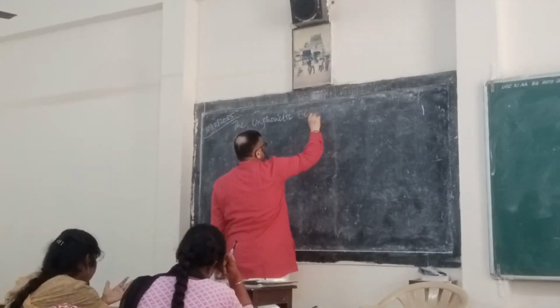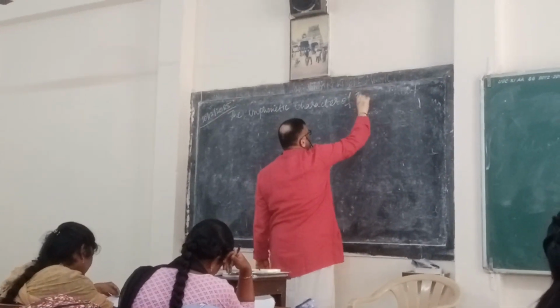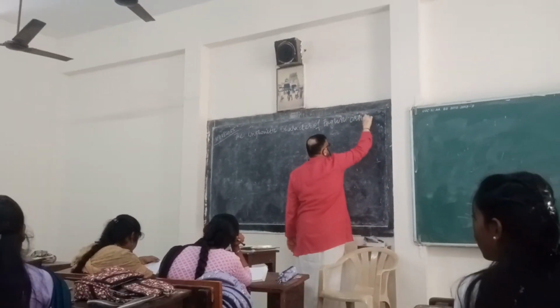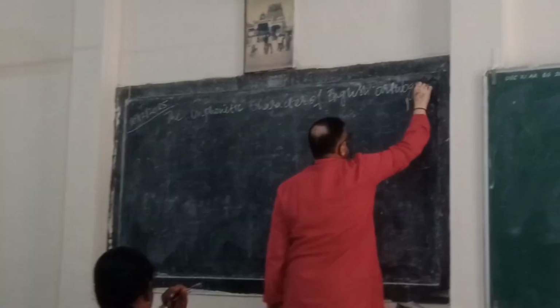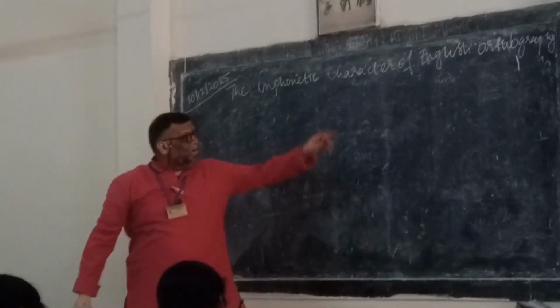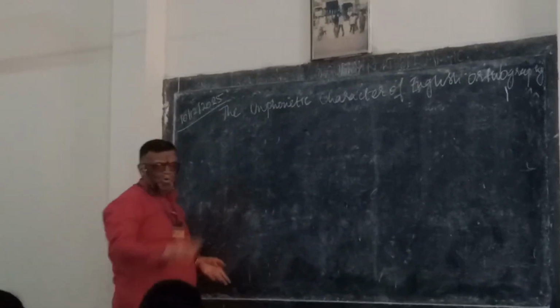English orthography. Okay? So, what are we looking at here? We are looking at English. Now we understand orthography. I'll explain all this to you, so don't worry about it. So, what do we mean by unphonetic? We looked at 3 examples yesterday. Let's read those examples. What were they?